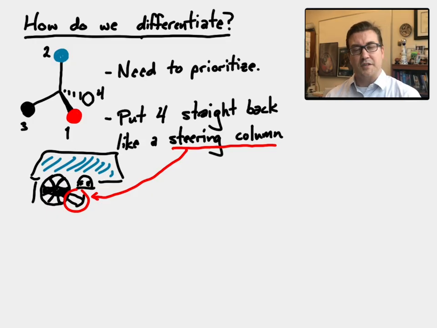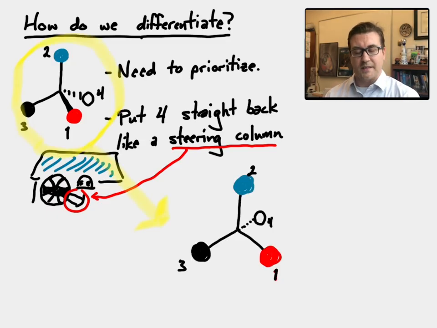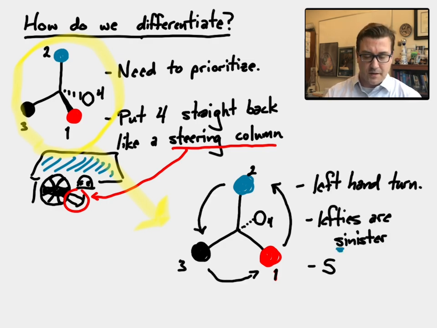Now 1, 2, and 3 are effectively oriented like a steering wheel. And the direction in which you are steering when you're going from 1 to 2 to 3 is how we differentiate this chirality. So in this case, going from 1 to 2 to 3, we would be taking a left-hand turn, and lefties, as we all know, are sinister, or at least they are in the ancient Latin. That's where the word sinister comes from. And so we call this left-handed turn enantiomer the S enantiomer.